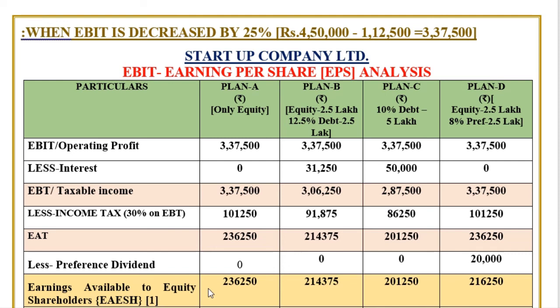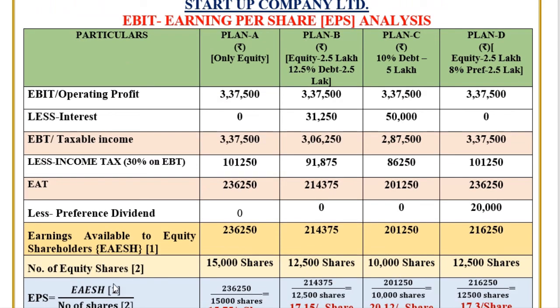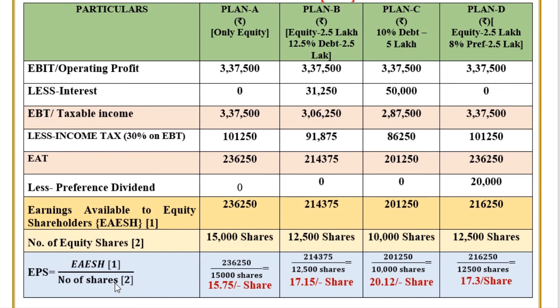ಸೊ ಒನ್ಸ್ ಯು ಗೆಟ್ ಅರ್ನಿಂಗ್ಸ್ ಅವೈಲಬಲ್ ಟು ಈಕ್ವಿಟಿ ಶೇರ್ಸ್ EAS ಸಿಕ್ಕಾದ್ಮೇಲೆ, ನಂಬರ್ ಆಫ್ ಈಕ್ವಿಟಿ ಶೇರ್ಸ್ ನೀವು ಕ್ಯಾಲ್ಕುಲೇಟ್ ಮಾಡಬೇಕಾಗುತ್ತೆ. ಈಗ ಆಲ್ರೆಡಿ ಫಸ್ಟ್ ವರ್ಕಿಂಗ್ ನೋಟ್ ಅಲ್ಲಿ ಮಾಡಿದಿರಾ. 15,000 ಶೇರ್ಸ್, 12,500 ಶೇರ್ಸ್, 10,000 ಶೇರ್ಸ್, 12,500 ಶೇರ್ಸ್ ಇದೆ. Then do EPS calculations. So that is EAS divided by number of shares. ಈಗ ಫಸ್ಟ್ ಪ್ಲಾನ್ ಎ ಅಲ್ಲಿ 2,36,250 divided by 15,000 shares. ಅಲ್ಲಿ 15.75 per share EPS ಸಿಗುತ್ತೆ ನಿಮಗೆ. So you do similar calculations for other plans also.